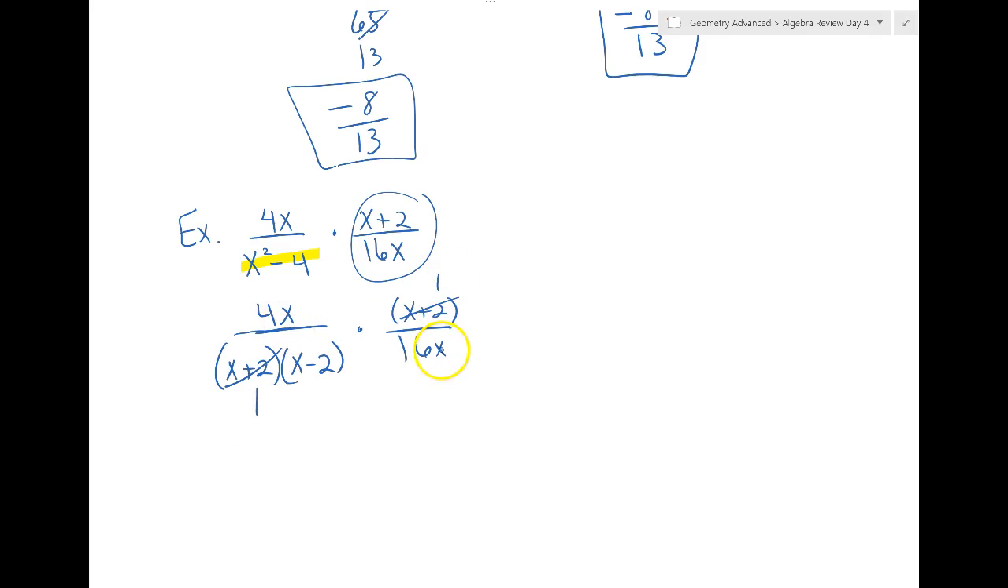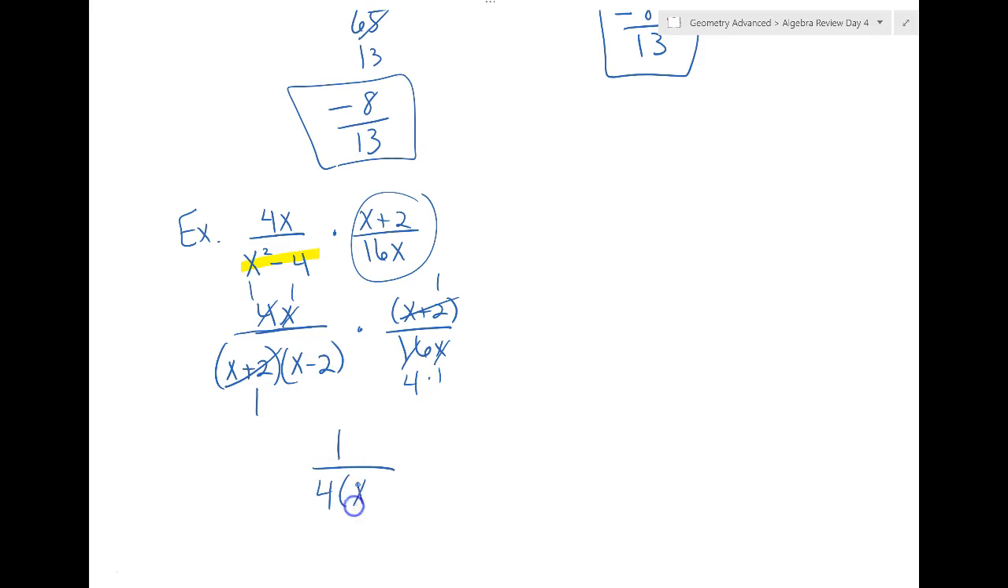Look here, I have an x and an x. What do they simplify out to be? 1. I have a 4 and a 16. 4 can go in itself once. 16 how many times? 4 times. So my numerator all became 1 times 1 times 1, which is 1. All over, what's my denominator here? I got 1 times x minus 2 times 4.